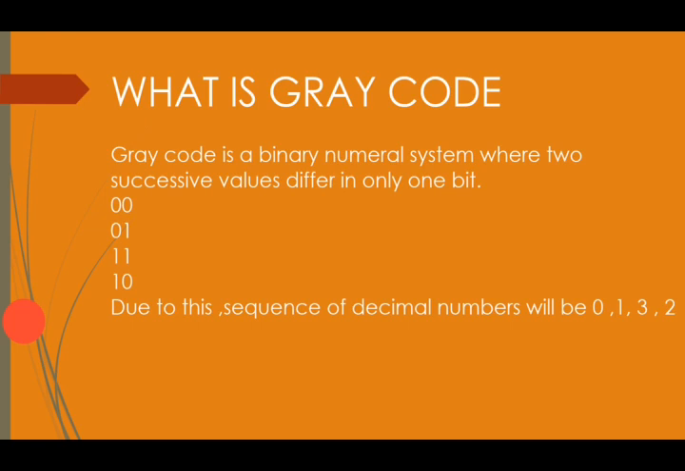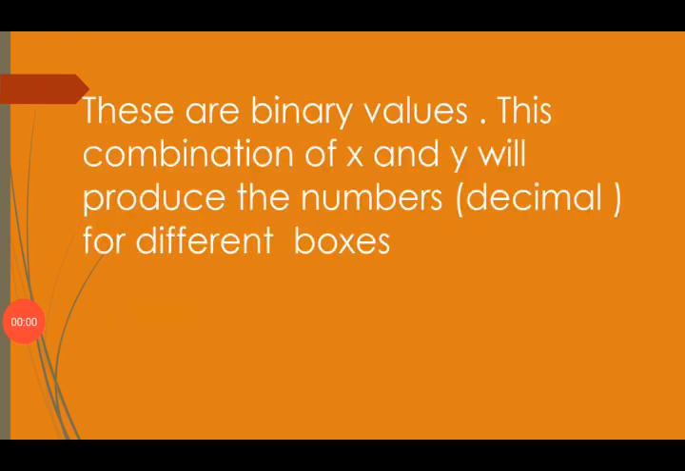Now due to this, the sequence of decimal numbers will be 0, 1, 3 and 2. It's not 0, 1, 2, 3. It is 0, 1, 3, 2. Why? Because first 0 0, then 0 1, then 1 1, and then 1 0. I hope you have got a clear idea of the gray code. And students, these are the binary values assigned to the variables x and y. So this combination of x and y will produce the decimal number for different boxes. That's a very, very important concept.